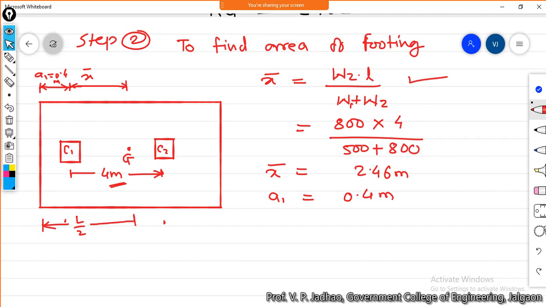The distance of this CG should be L by 2. This distance should be L by 2. Okay, so we can write this like this also: L, small l, that is 4 meter, plus A2 minus x bar is equal to L by 2. Okay, this A2 is the distance, this projection is A2.